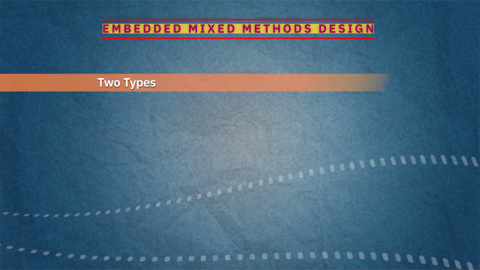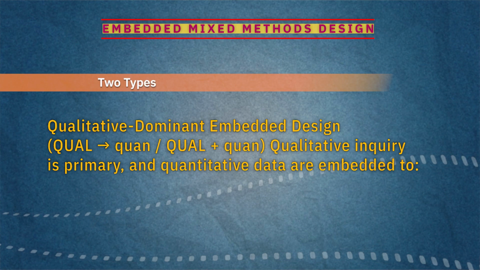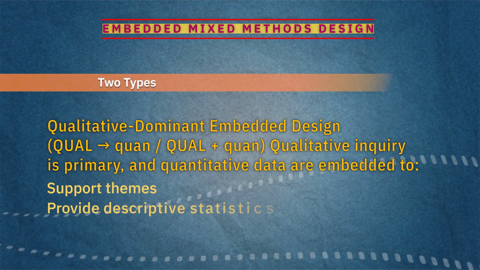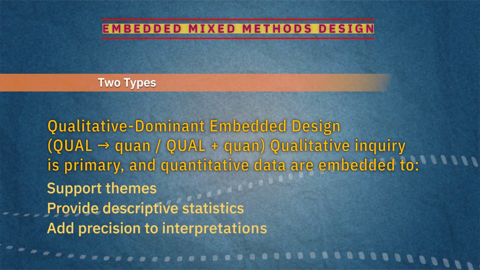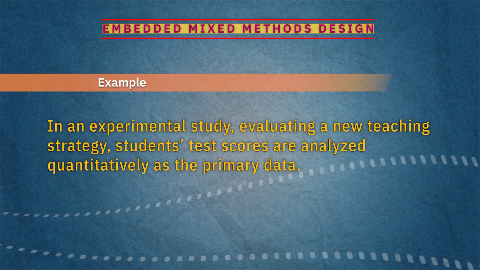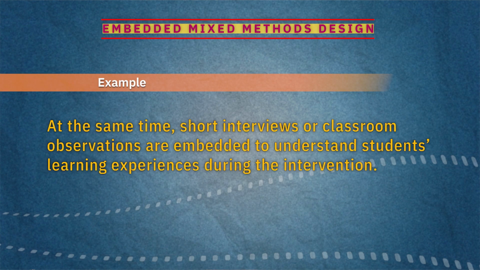For example, interviews within an experiment. The second is the qualitative dominant embedded design. Qualitative inquiry is primary here, and quantitative data are embedded to support the themes, provide descriptive statistics, and add precision to the interpretations. An example could be, let's say, in an experimental study evaluating a new teaching strategy, the students' test scores are analyzed quantitatively as the primary data, and at the same time, short interviews or classroom observations are embedded to understand students' learning experience in the classroom.